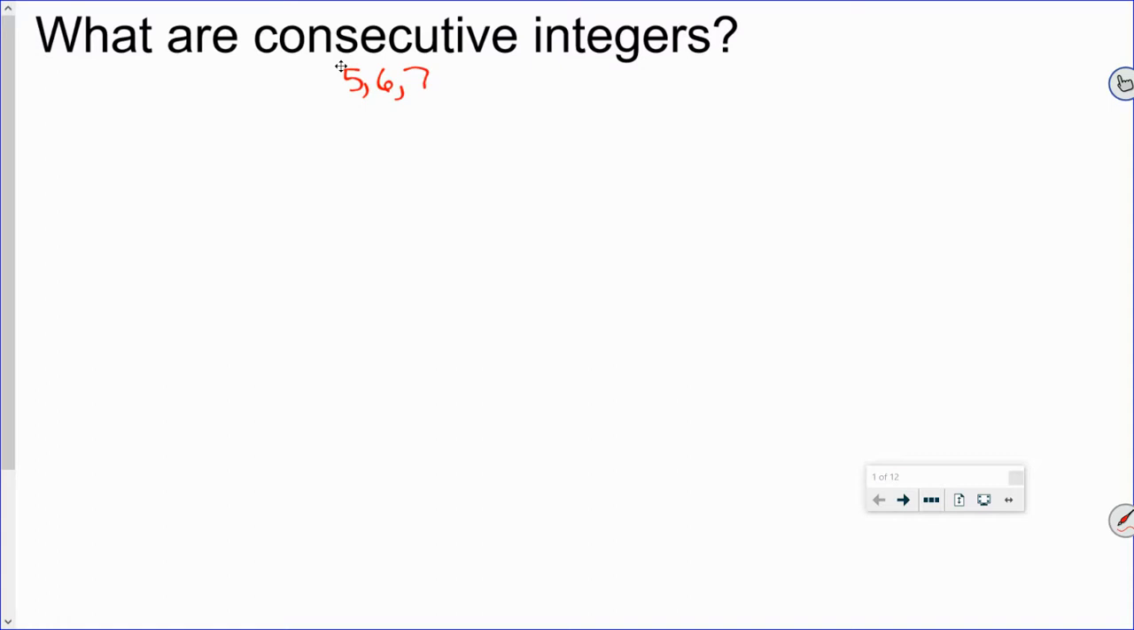But what if I asked you about consecutive odd integers? If we start with 5, the next one would be what? 7, yeah, odd, right? Or the next one would be 9.